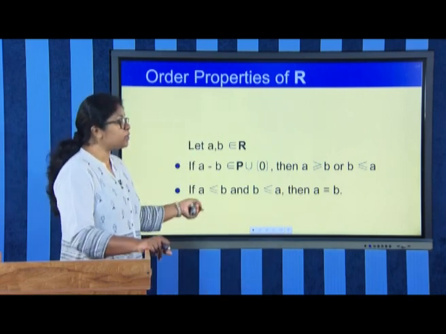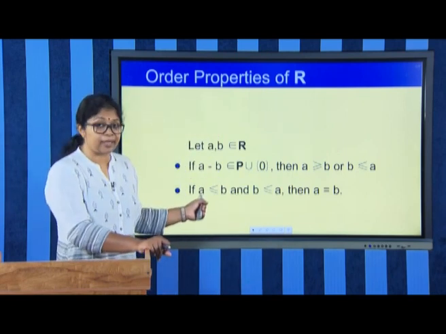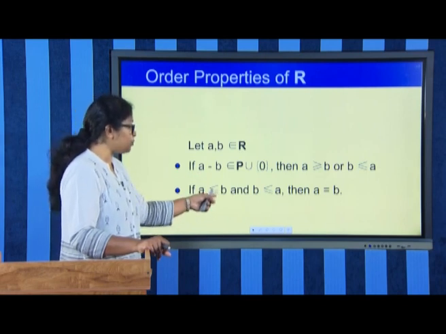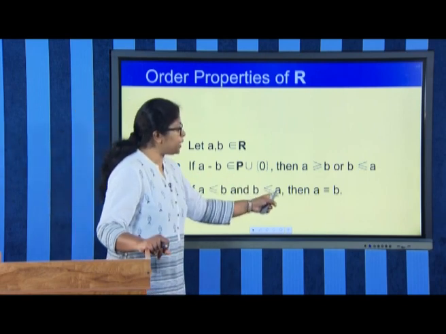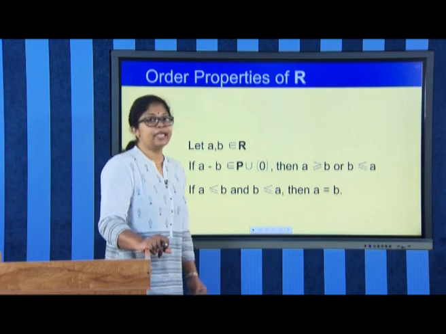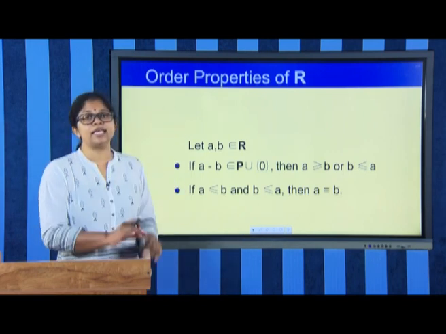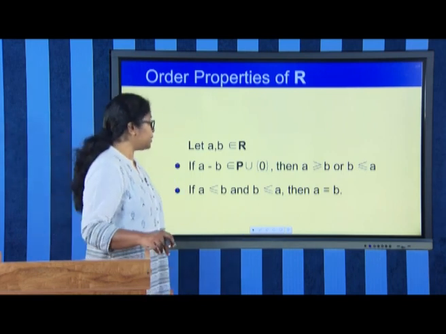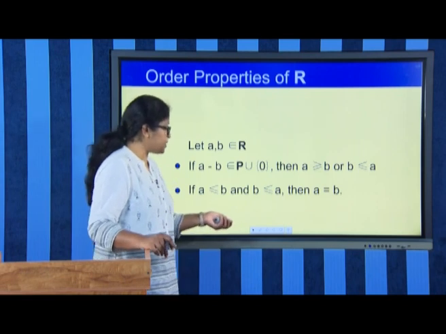And if both conditions hold together, that is, if A is less than or equal to B and B is less than or equal to A, then we have the condition that A is equal to B. Then they are exactly the same.